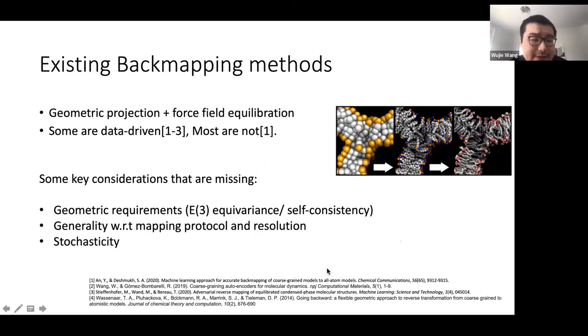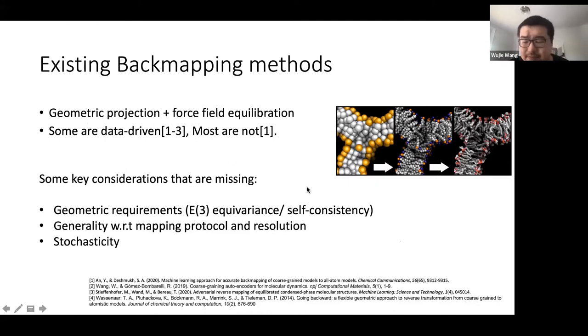Next, I will talk about some existing backmapping methods. As I mentioned, this field received relatively less attention than the forward coarse-graining problem of deriving the coarse-graining interactions. So the usual technique people have been using is to derive some geometrical projection rules from the coarse-grain geometries to backmap to fine-grain geometries.